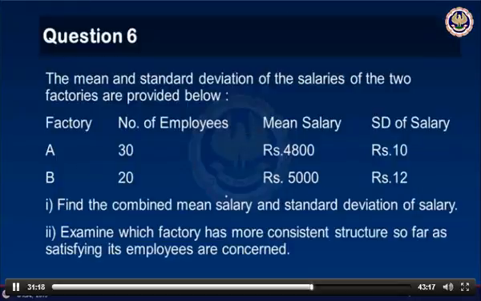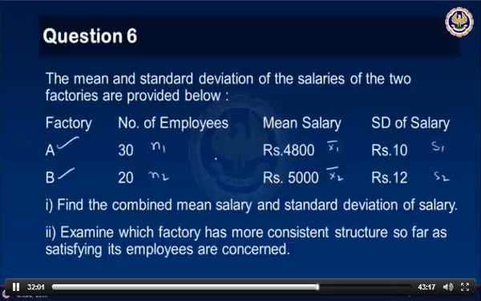The mean and standard deviation of the salaries of the two factories are provided below. Here, the two factories are A and B. The number of employees for factory A is 30, the mean salary is rupees 4,800 and the SD of salary is rupees 10. So this is N1, this is X1 bar, and this is the standard deviation S1. For factory B, the number of employees N2 is 20, rupees 5,000 is the mean salary X2 bar, and the SD of salary is S2. Find the combined mean salary and standard deviation of salary.